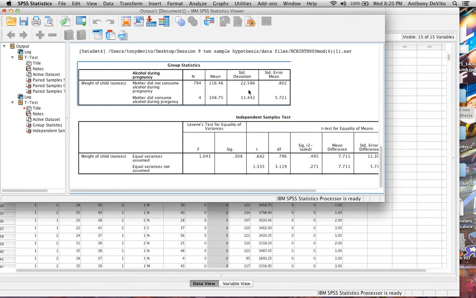Now, what does it do? It finds the mean birth weight for children of mothers who consumed alcohol during pregnancy, and the mean for those who didn't. Now, we got a funny situation here. What's the problem here? The sample size for mothers who didn't consume alcohol is very, very small. So now all of a sudden we got a little bit of a problem here, don't we?